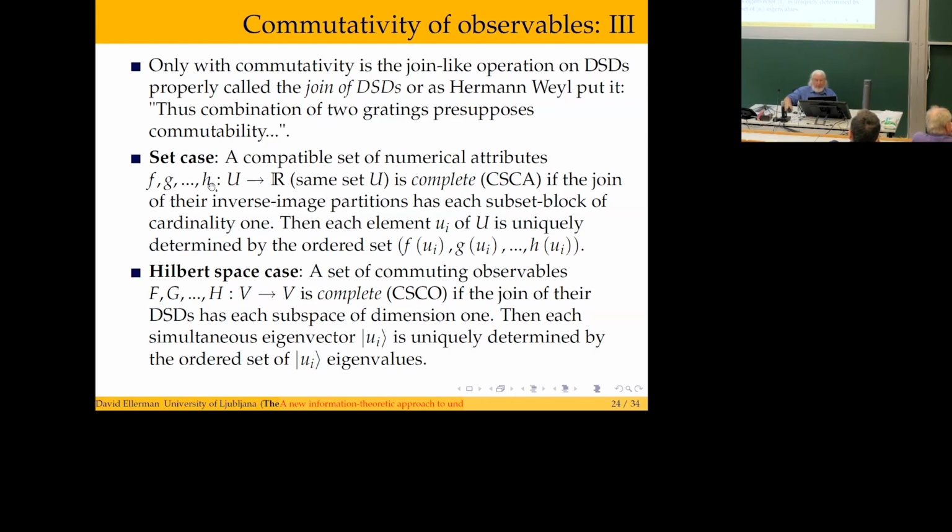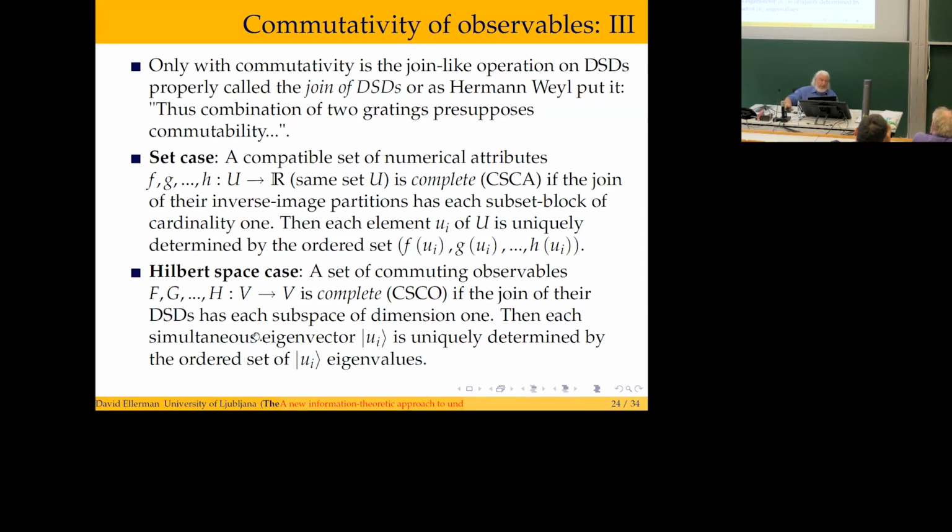Pretty simple. You've got a bunch of numerical attributes and they all have their inverse image partitions. So you take the join, and if the join has each subset block cardinality one, then and only then can you take the ordered set of values and uniquely characterize the elements. And then you do the Hilbert space version.